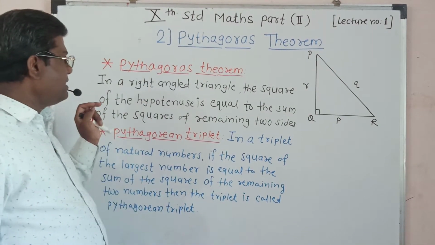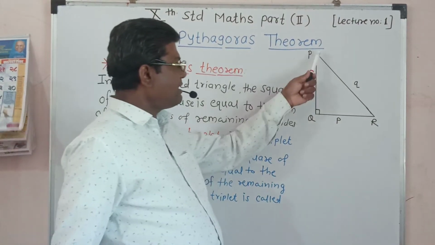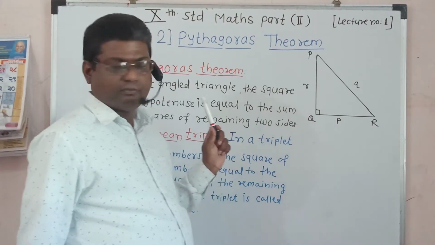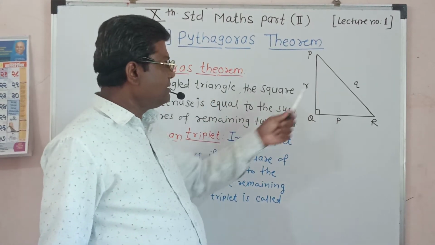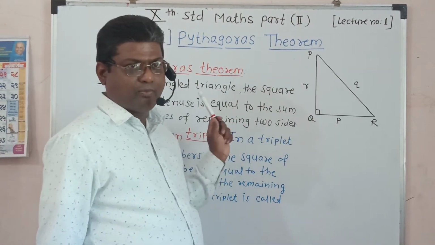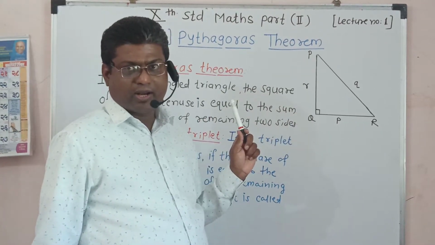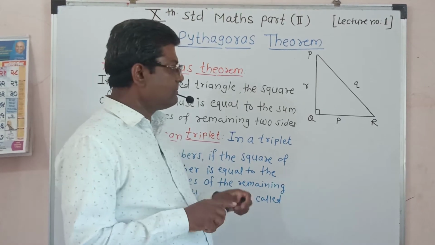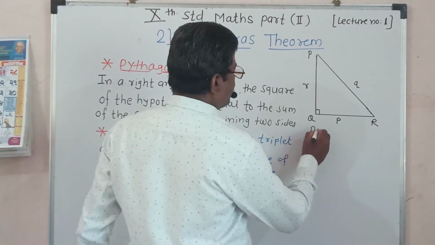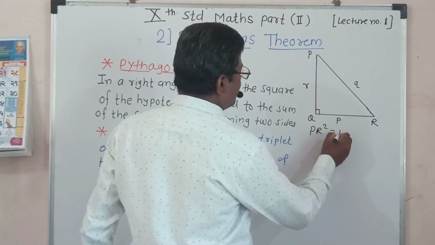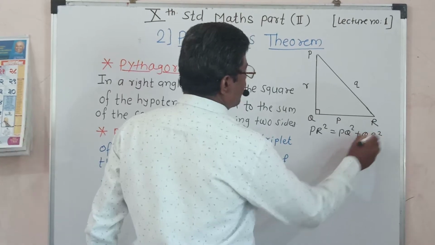And the first point is Pythagoras theorem. This is a triangle PQR. In this triangle, angle Q is 90 degree. So, side PR is hypotenuse and sides PQ and QR are perpendicular to each other. Then according to the Pythagoras theorem, here PR square is equal to PQ square plus QR square.